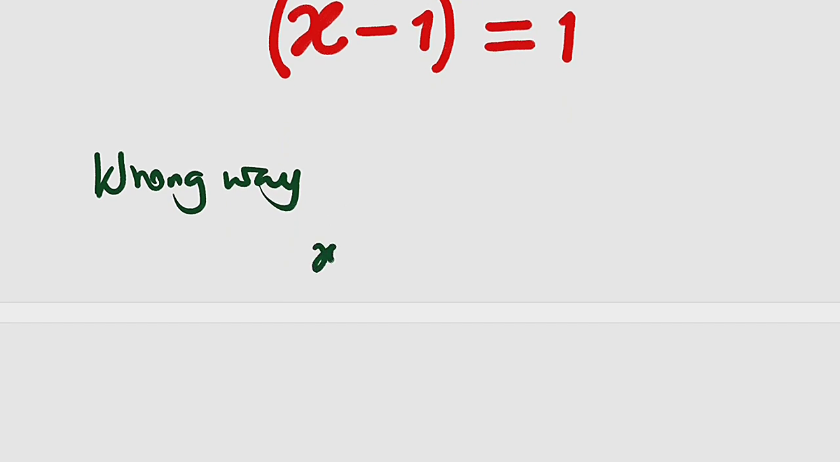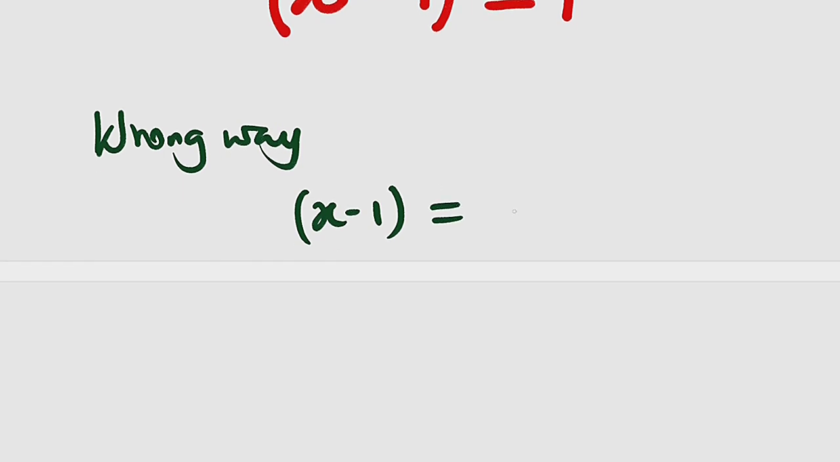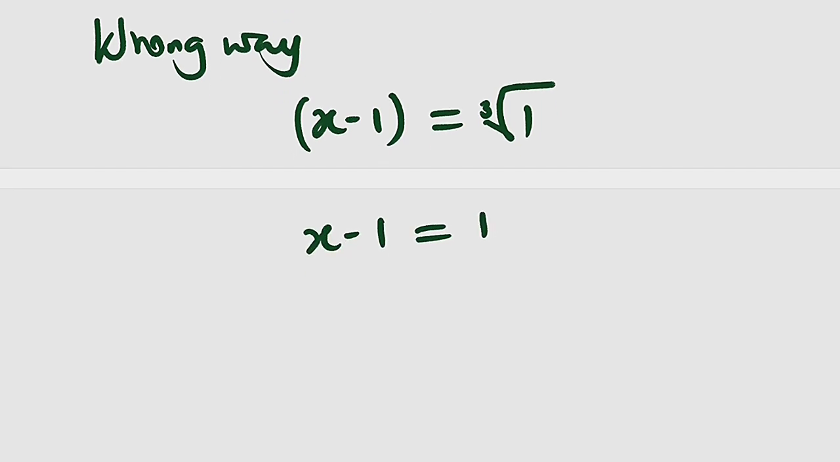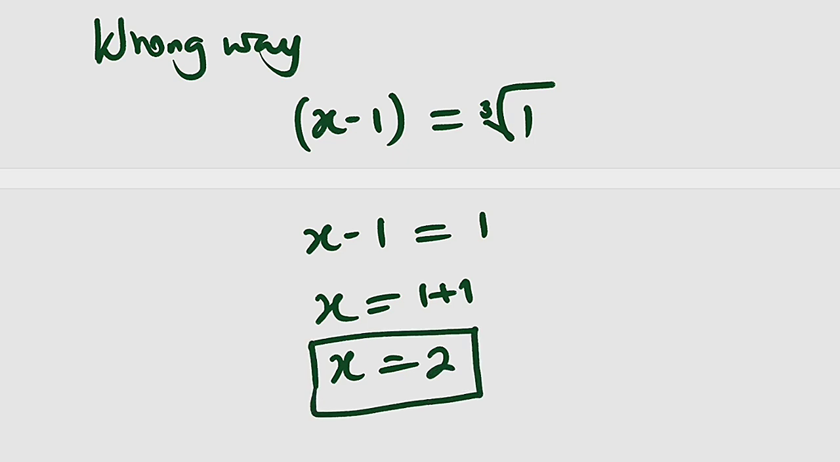We have on the left x - 1, as you take the cube root of the left hand side, and this is equal to the cube root of 1, and the cube root of 1 is equal to 1. So we have x - 1 = 1. If you take negative 1 to the other side, you have x = 1 + 1. And finally, x = 2 as the only valid solution.